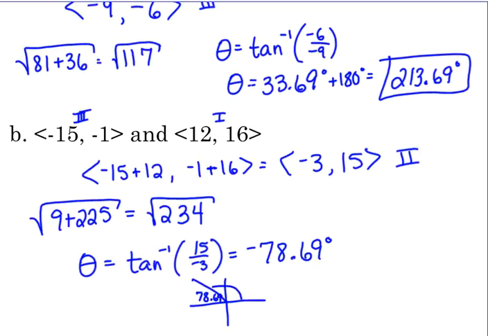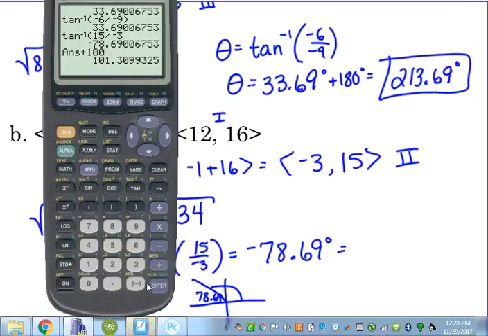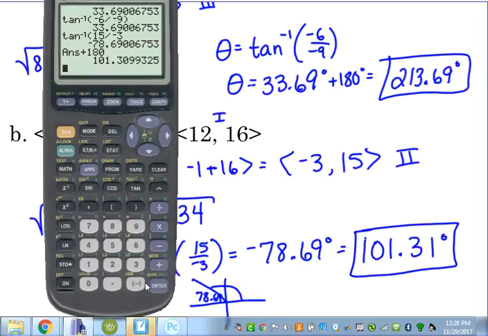So how would we find our actual angle there? 180 minus, or guess what? You can just add 180. And we get 101.31 degrees for the correct direction angle.